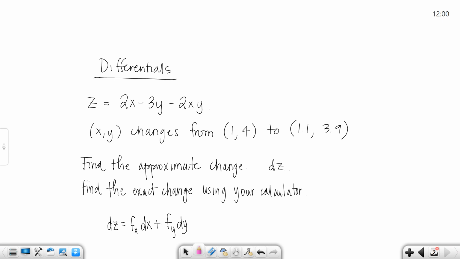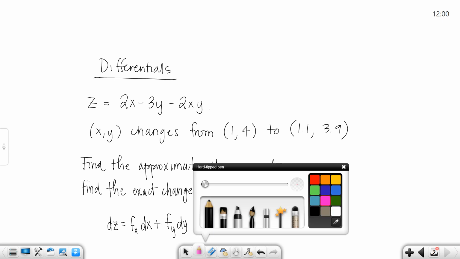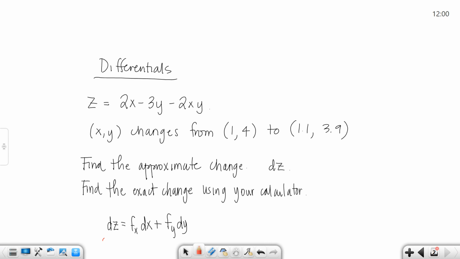So for the first part, I asked you to find the approximate change. I gave you a function, z here, and I told you that the point x, y changes from 1, 4 to 1.1, 3.9. Now your approximate change, dz, is actually this formula right here. So let's do that part first.